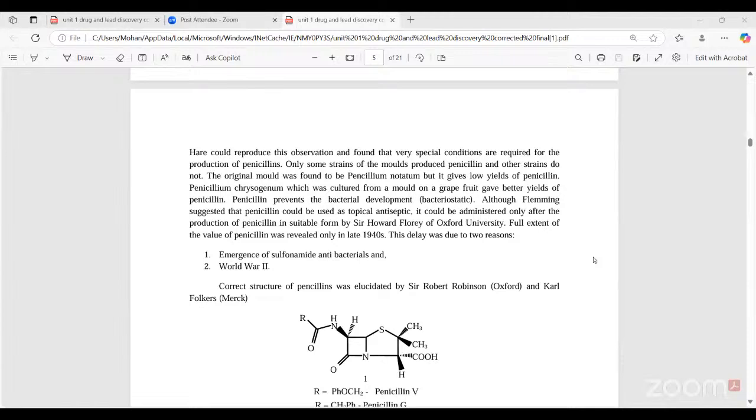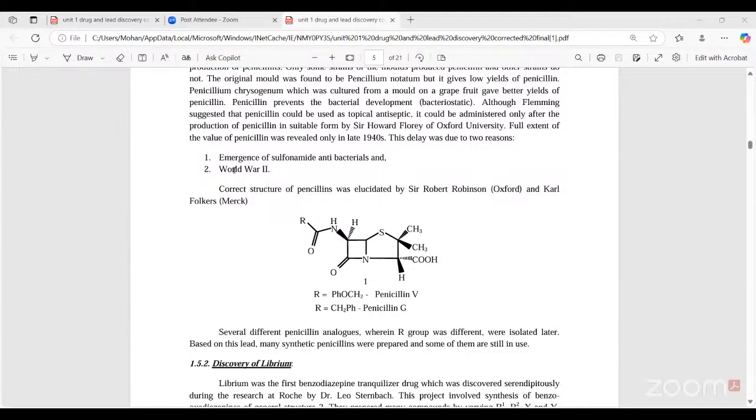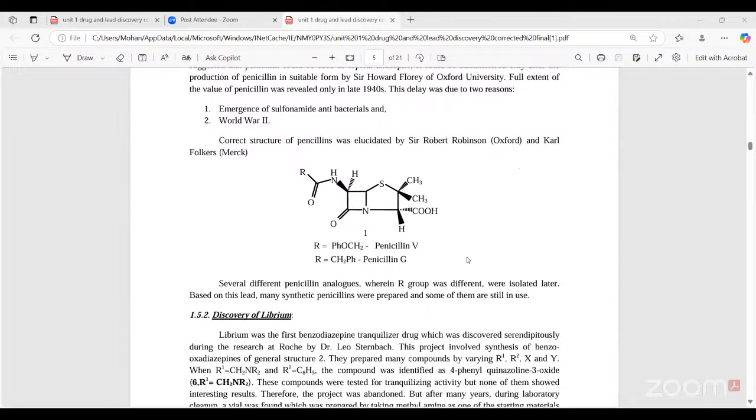Sir Howard Florey, Oxford University, revealed it only in 1940. This delay was due to two reasons: the emergence of the sulfonamides and World War II. This is the correct structure of penicillins, which was illustrated by Robert Robinson.